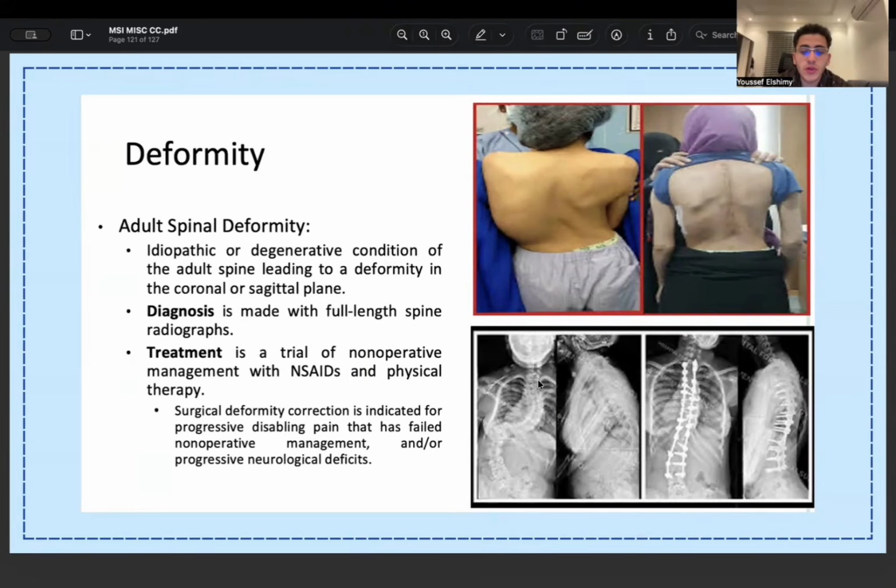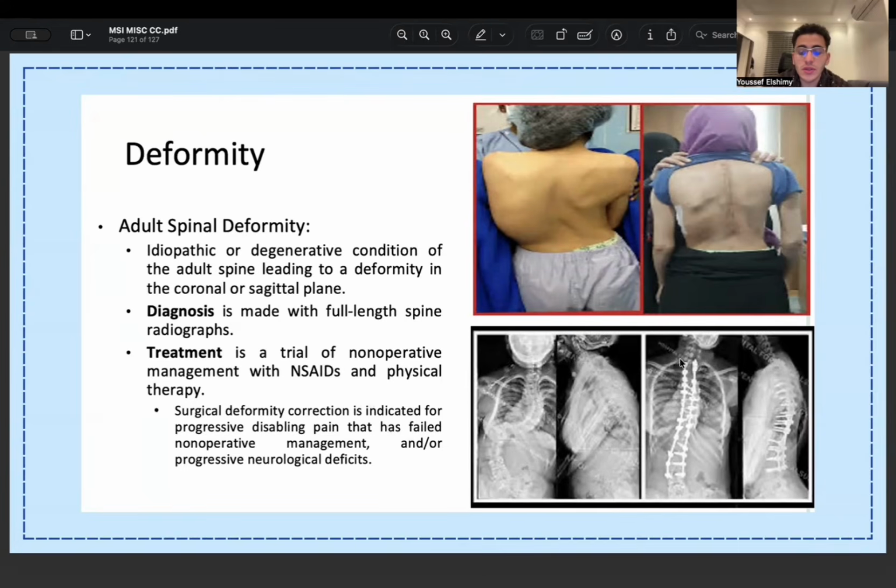Of course, by clinical history, physical examination, and taking a full length X-ray of the whole spine. And how do we treat this? We usually start with non-operative treatment because usually they complain of pain. So we start with NSAIDs as well as physiotherapy in order to try to bring the spine as much as we can to the normal anatomy. But if the non-operative management failed, the surgical treatment or surgical correction is the definitive treatment, especially for patients that have disabling pain, or they failed the non-operative treatment, or they have progressive neurological deficits.